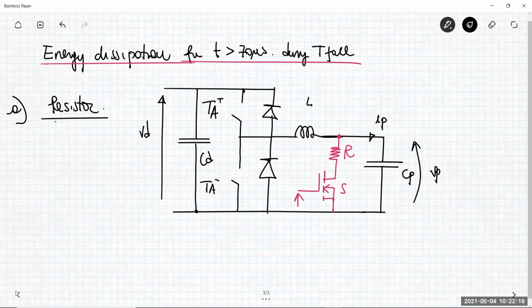This circuit is always left open, because it's not used, for example, during the buck operating mode where you're providing energy, and also during the boost operating mode from 0 to 70 microsecond during T fall, it will be open. When will it become active? Only after 70 microseconds, only after the boost operating mode is no more effective. In that specific situation, both the transistors Ta plus, which is already left open, and Ta minus are left open. So the two transistors Ta plus and Ta minus are open, and then the switch S becomes active, so it is closed.